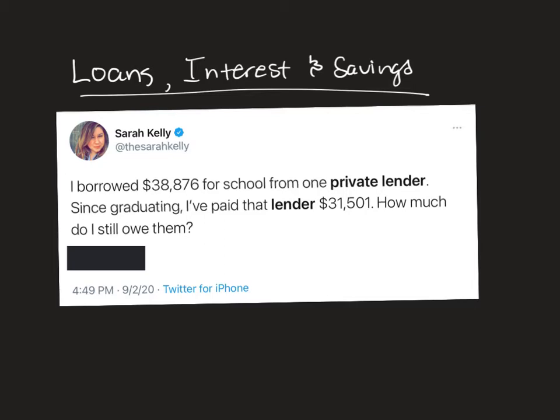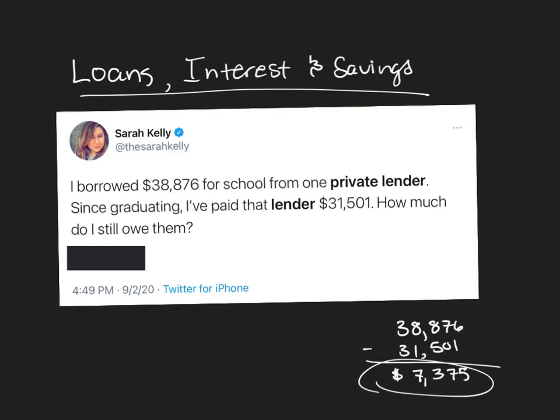$31,501. So a lot of you guessed when the question was, how much does she still owe them? You were like, well, $38,876, and we take away $31,501. She should owe $7,375, right? Because she's paid back most of her loan. But then the reveal was that she still owes them $47,000. And you all were like, what?